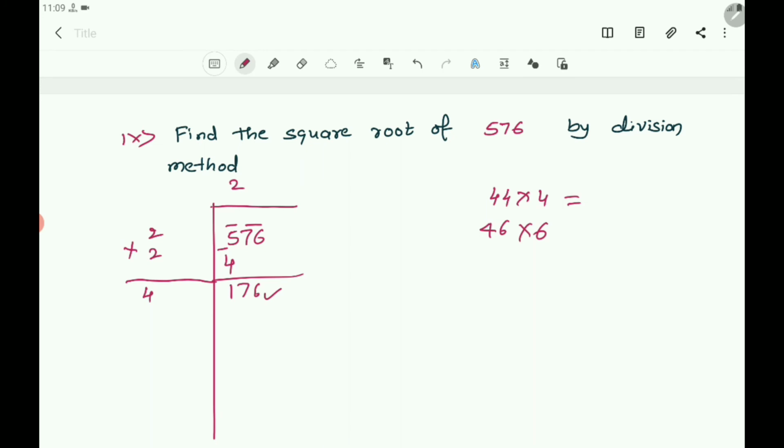The ending digit is 6, and it becomes 4 4s are 16, 1. 4 4s are 16 plus 1, 17. This is okay. So here you got the required number. So what you have to take? 44 into 4. So you got 176. Subtract 176 from 176. You got 0. Then what is the square root of 576? Square root of 576 is 24.